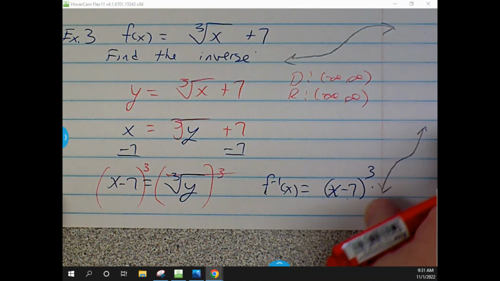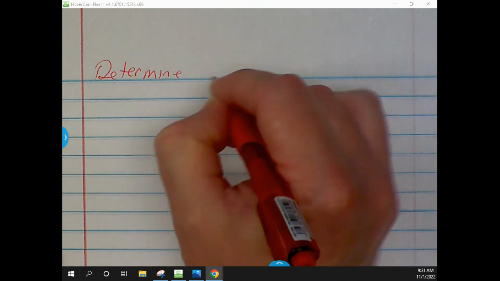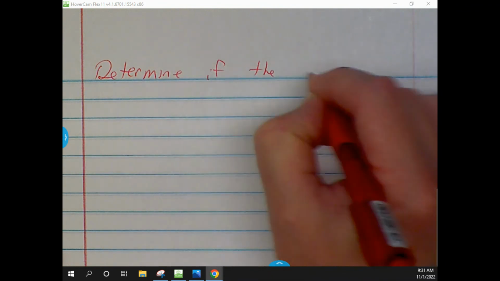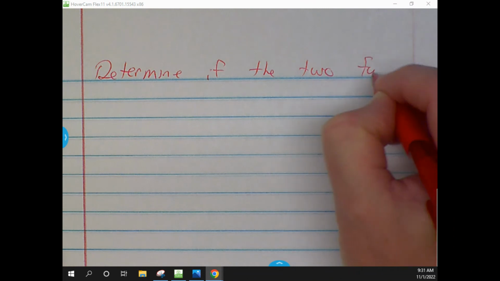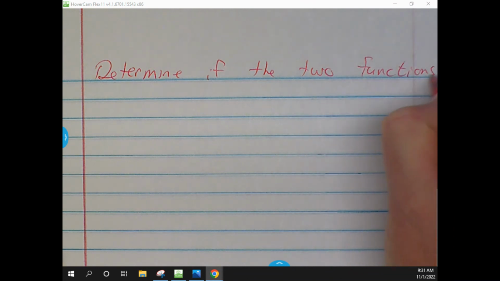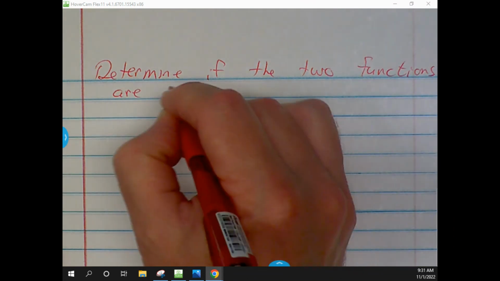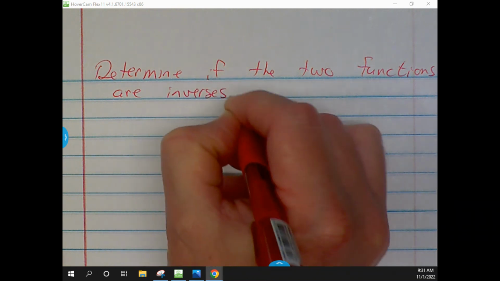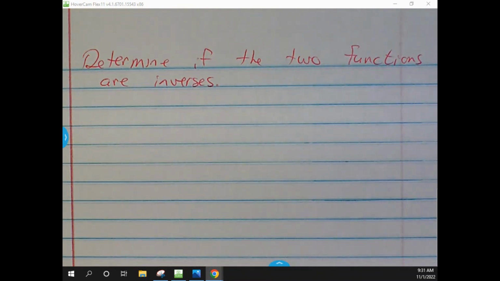Okay, and then the last thing. And after this, I'll show you a little video. Okay, so the last thing they're going to do is they'll give you two functions, then they'll ask you, okay, don't find the inverse of it. Here's two functions. They're going to ask you, are these two functions inverses?